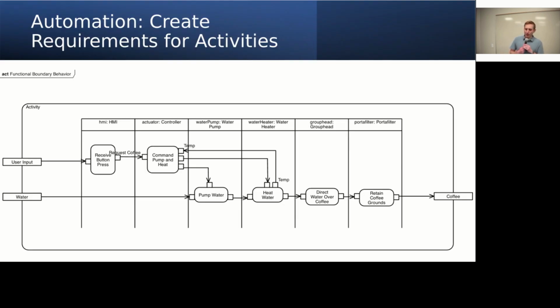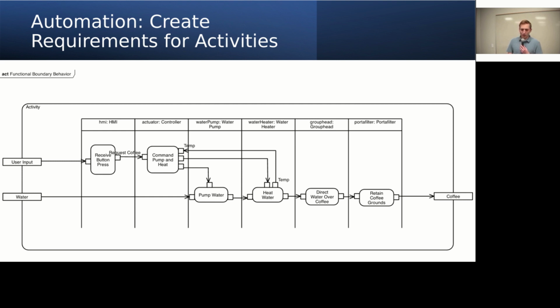Okay, so we have an example of a coffee machine, and we're going to show how to do automation to create requirements for activities automatically. If you're not familiar with an activity diagram, this is a behavioral diagram, and these swim lanes are parts of the system, and this is at a logical level, so it's independent of the actual implementation.